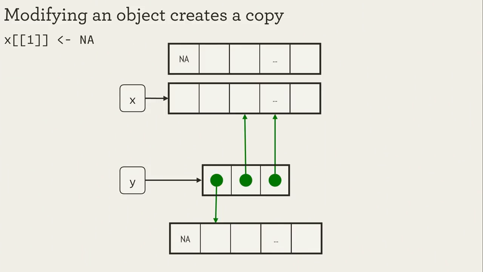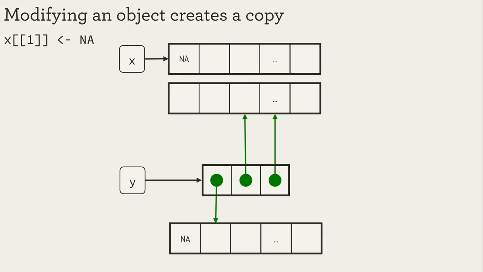And so what happens if we modify x? Well, the same thing's going to happen. R is going to create a new vector that is modified, and then it's going to change where x points to. So kind of all the time, whenever you think you're modifying something in R, you're actually modifying a copy, with one little exception, which I'll get to shortly.